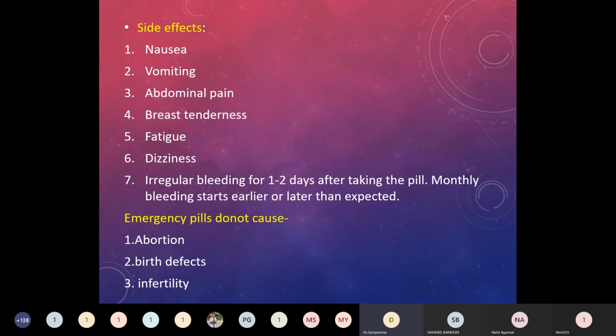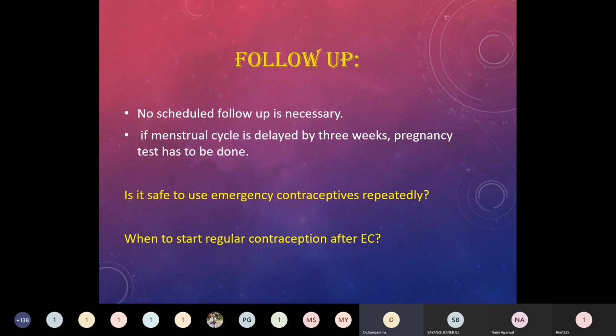Side effects, because they are using tablets with estrogen and progesterone, are nausea, vomiting and abdominal pain; these common side effects you can expect. But they do not cause any abortion, birth defects or infertility later, even if they continue to take these tablets.